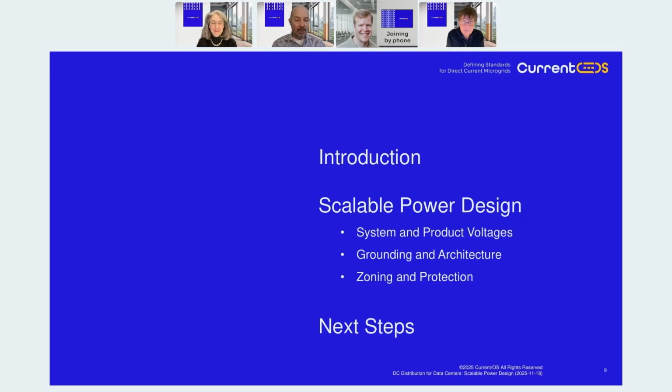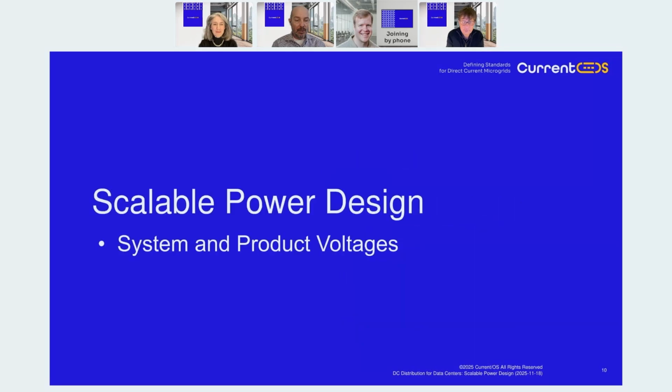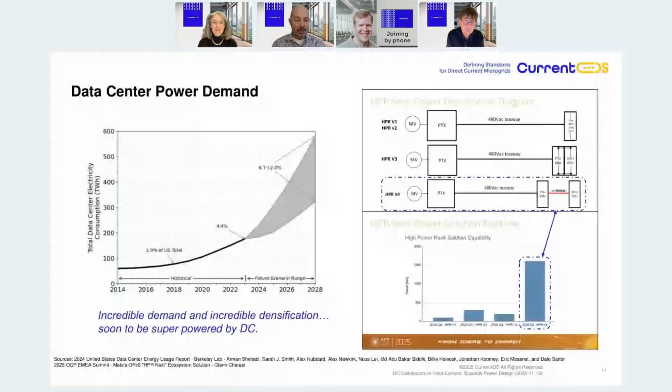And with that, we're going to move on to our content, and we'll talk about system and product voltages, grounding and architecture, and our system of zoning and protection. And I'm going to hand over the first question we have today to Brian: why are we talking about this today, Brian? Like, what's the story behind this?